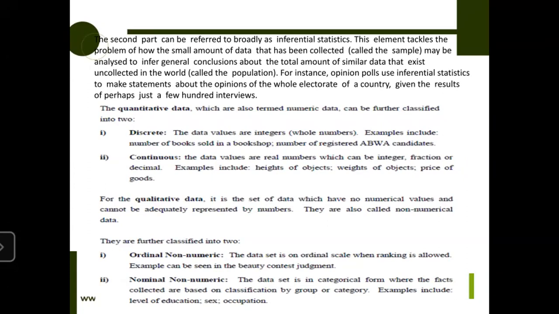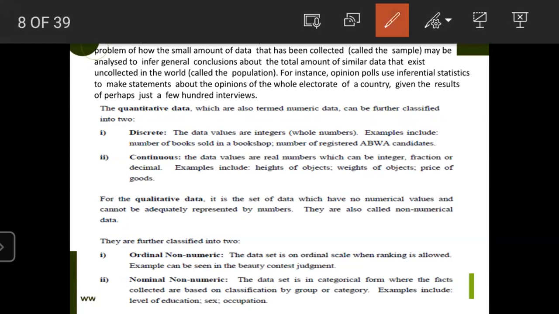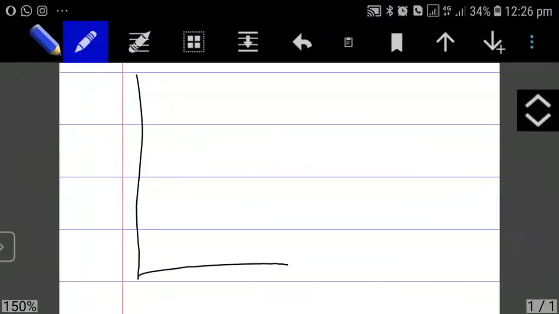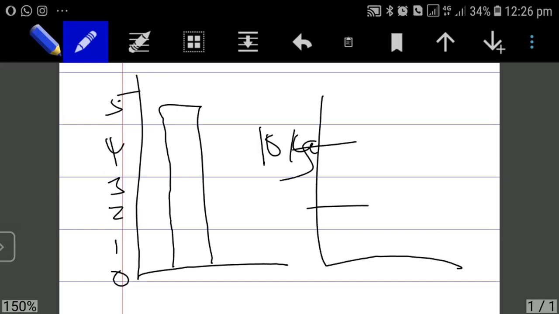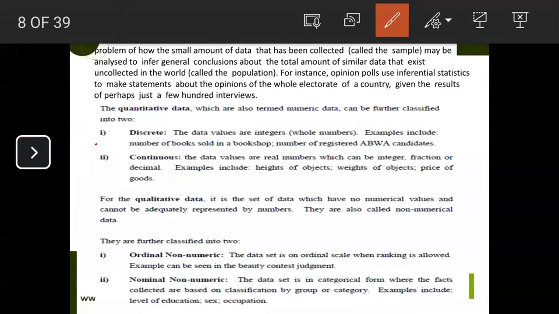The other one is continuous. Continuous is when data are in real numbers, and that can be integers, fractions, or decimals. Like the height of an object. This is an example of the height of an object: 5, 4, 3, 2, 1, 0. And at times it might be weight: 10 kg, 5 kg. This is continuous. It's continuing from 5 to 10 to 15 to 20, like that. That's what we mean by continuous quantitative data.